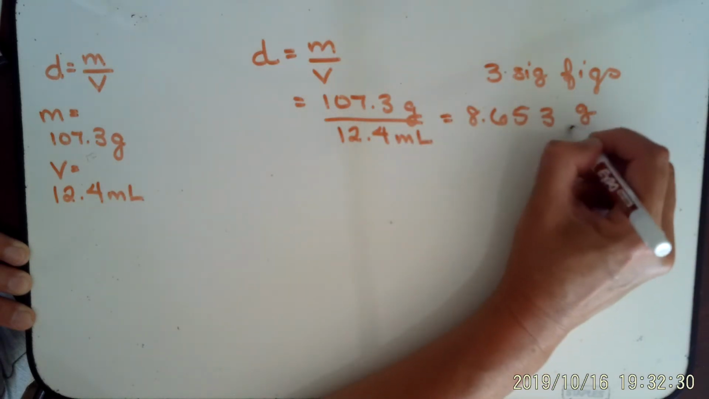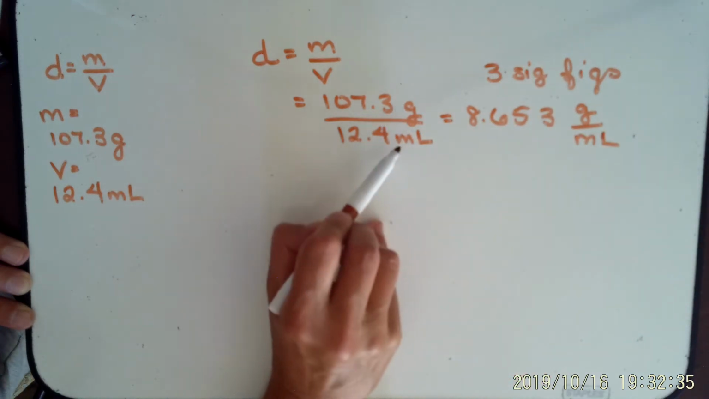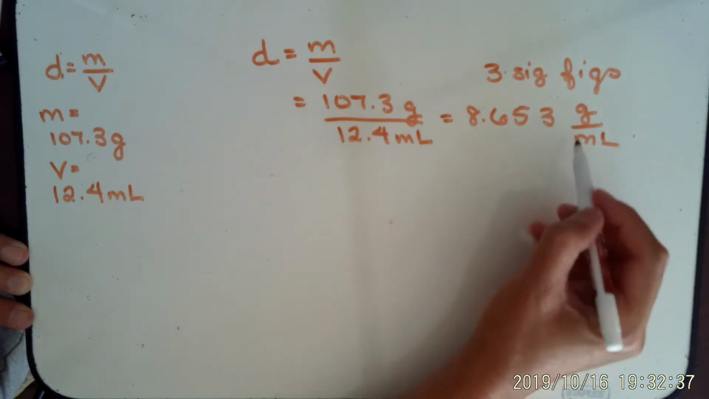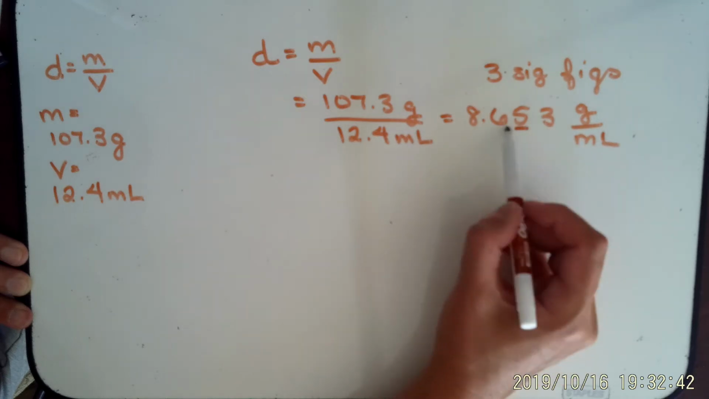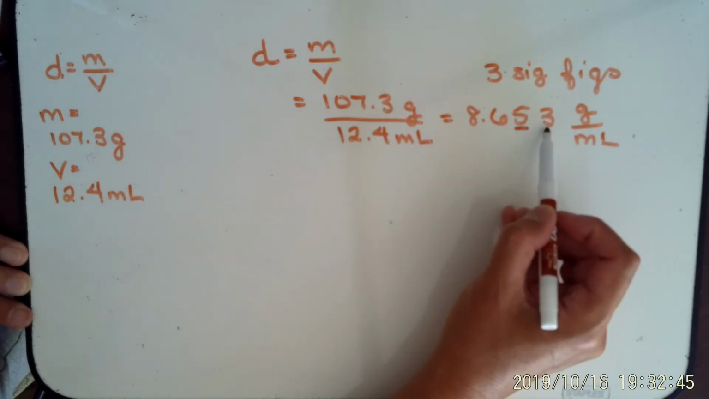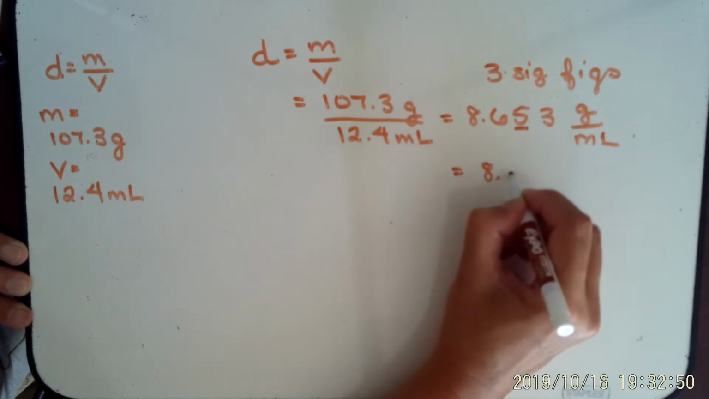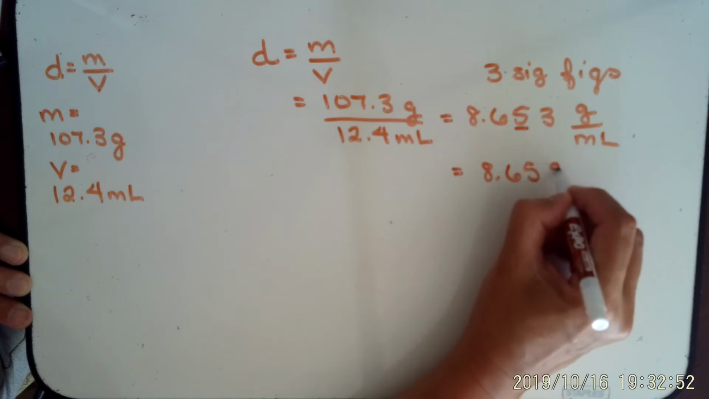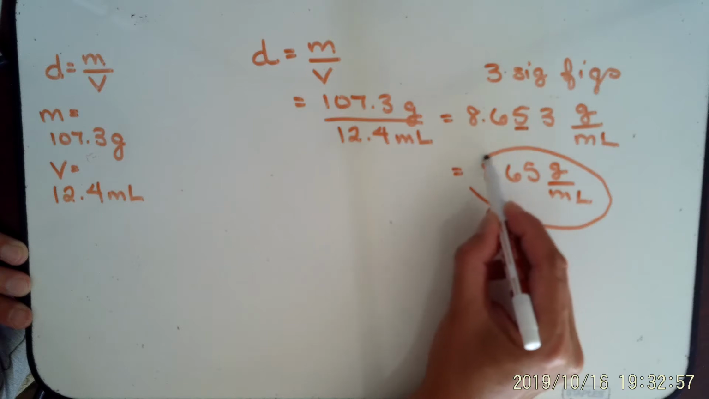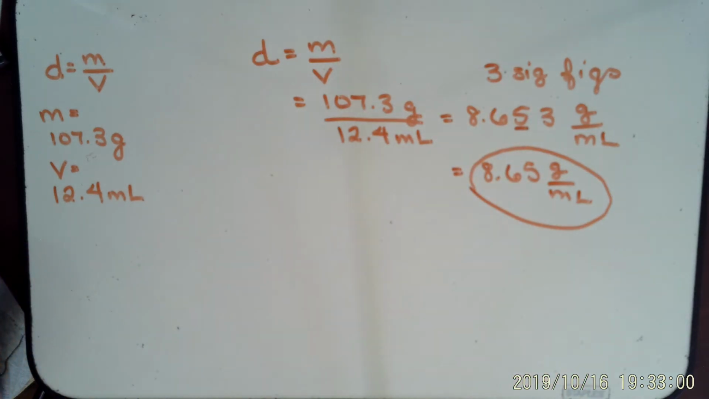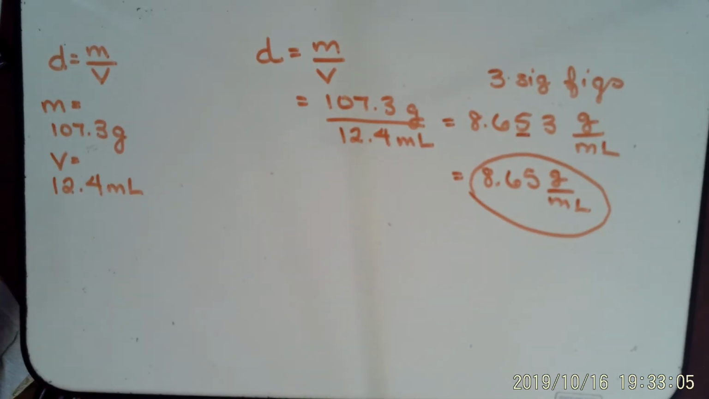8.653 grams per milliliter. Remember, whatever we do to our numbers, we do to our units, and it's grams divided by milliliters. Nothing cancels out, so that means my units. 3 significant figures, so I look past there. This is below 5, so I'm not going to change anything. 8.65 grams per milliliter. Okay, and that would be our answer. Alright, so that's how you would calculate density. Just get your values, put it in your formula.